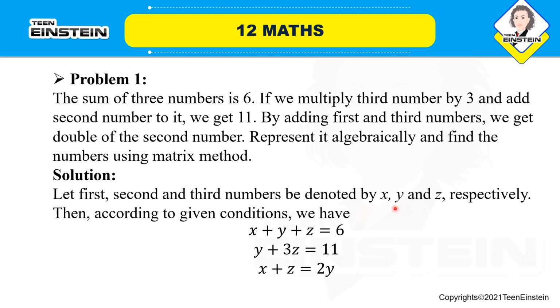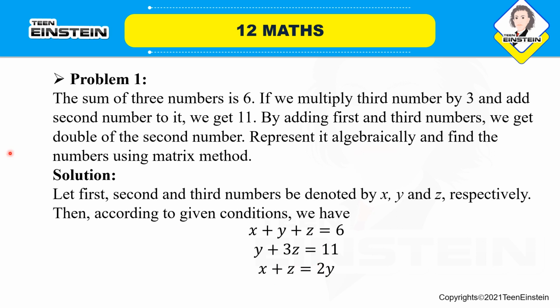So we are adding first and third number, so we'll be getting x plus z. We get double of the second number. What is the second number? y. So double of the second number means 2y. So how will you write x plus z equal to 2y? So these are the given equations.